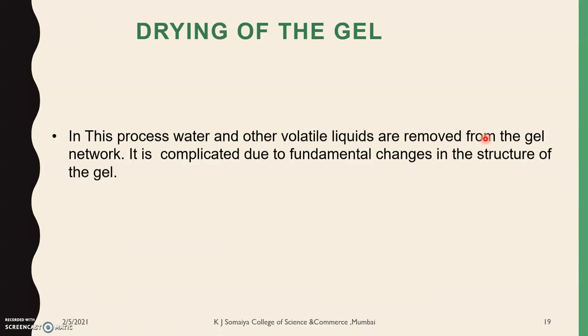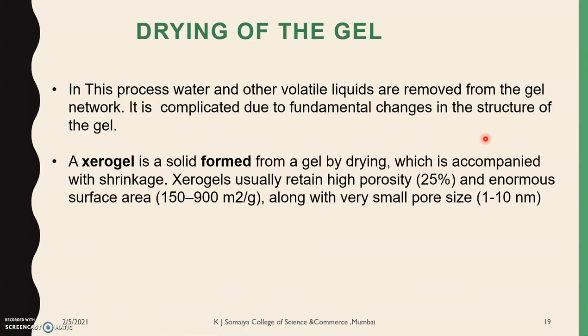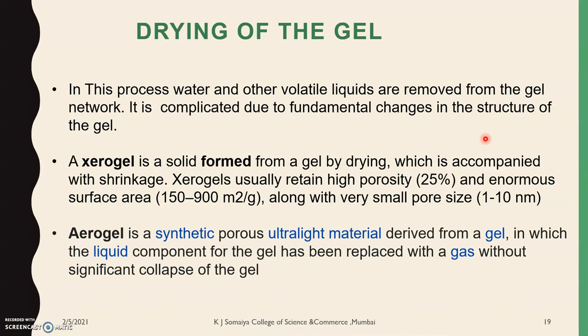Then further, it can be dried, and this drying process is a very complicated process, which brings about many fundamental changes in the structure of the gel. The drying can be done, and you may get a xerogel, which is formed by shrinking of a gel. So there is shrinkage, and it forms by drying at a little higher temperature. Xerogels retain high porosity, 25%. Their surface area is very large, and they have very small pore size, 1 to 10 nanometers. As against aerogels, which are synthetic porous ultralight material.